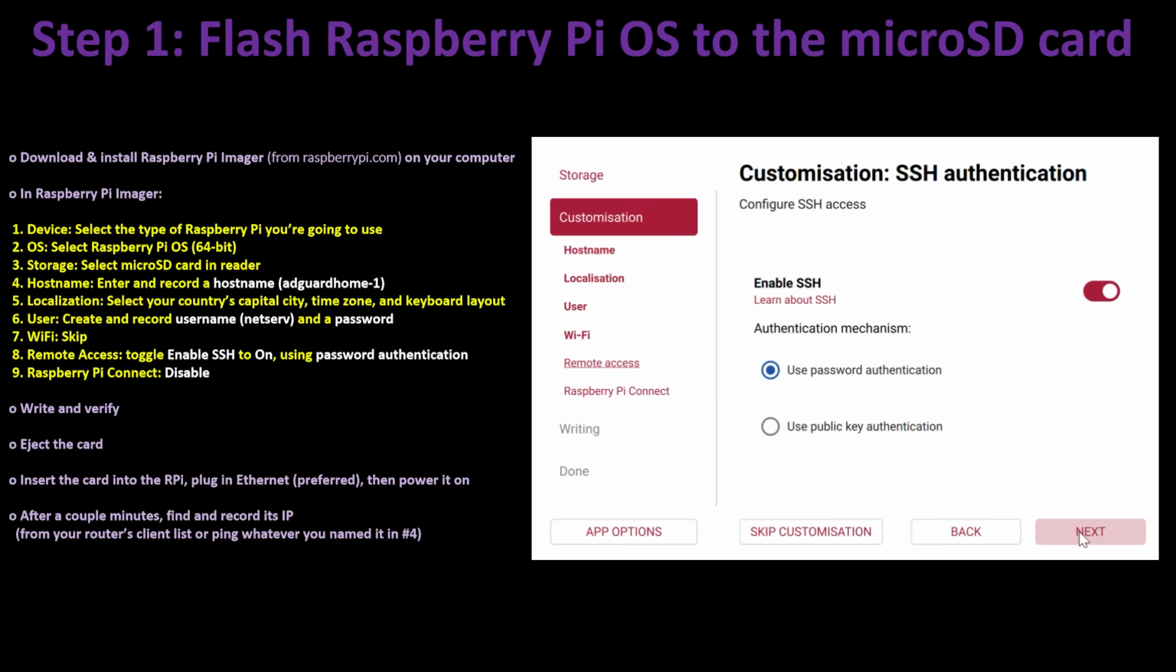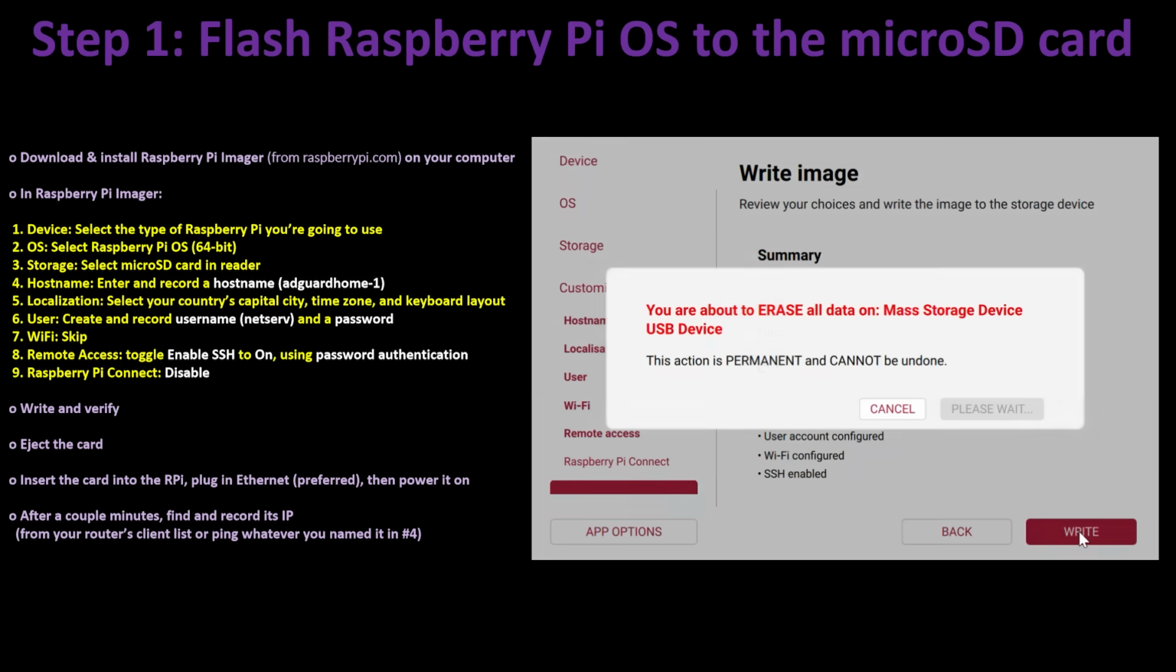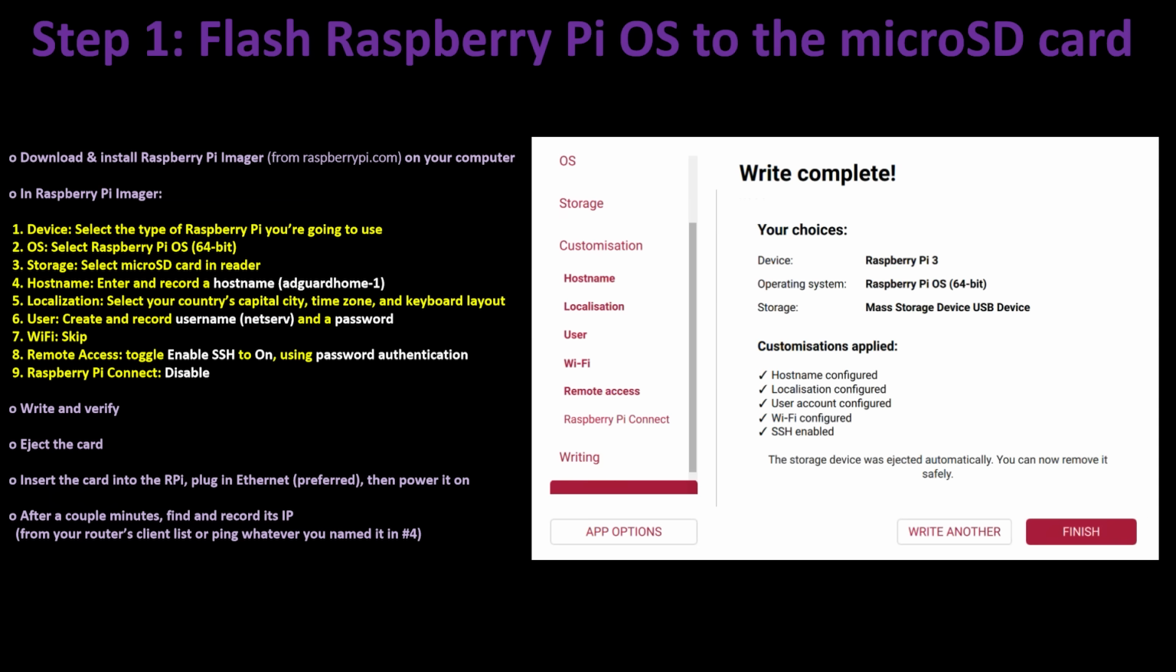Then there's remote access. You will toggle enable SSH to on and set it to using password authentication. Next is Raspberry Pi Connect, which you will disable. You'll then write the SD card, which took me about 6 minutes, and then verify, which took me about 4. Your times will vary. When it's done, eject the card.